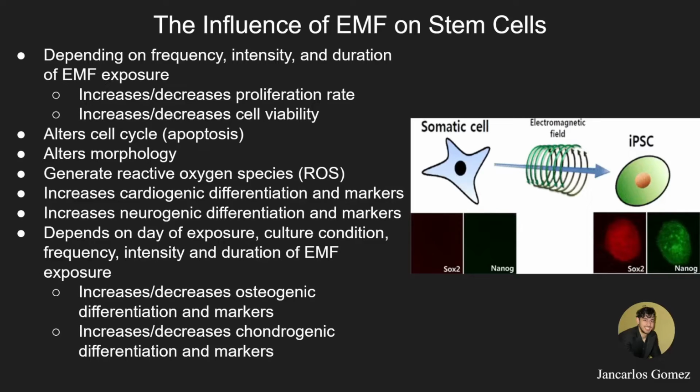EMFs can also alter the morphology of cells, which is the shape, size, structure, color, texture, and pattern of cells. EMFs, as previously mentioned, can also cause reactive oxygen species to be generated, which can pose as a danger to the stem cells. Several studies have indicated that stem cells influenced from EMFs can increase their marker expression and probability of differentiation into the following cell types: cardiogenic, neurogenic, osteogenic, and chondrogenic cells.